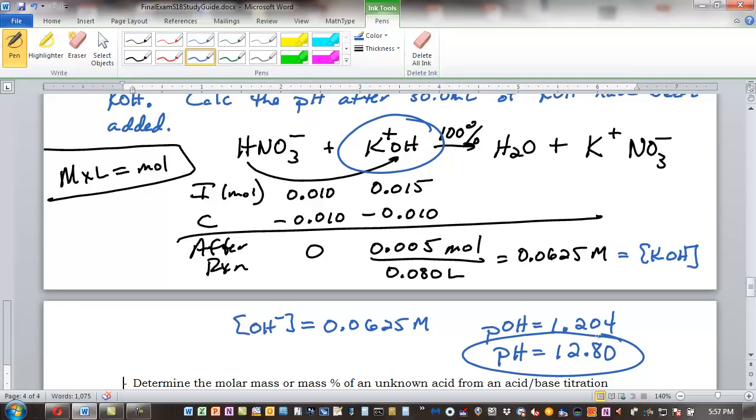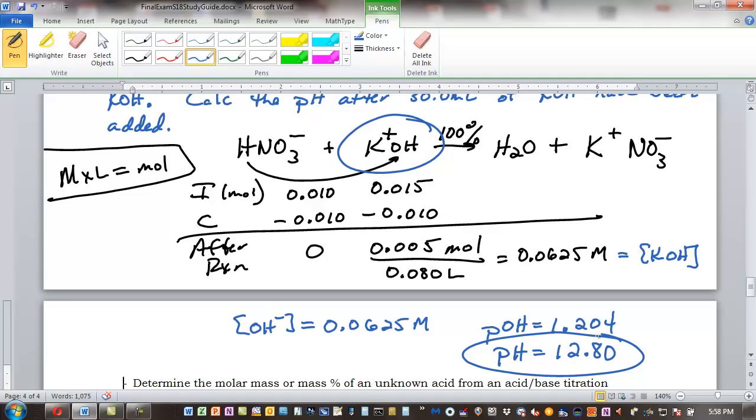Is that about what you expect? For this point in the titration, if we started with the acid in the flask and we've added that much base, we've gone past the equivalence point, we now have excess base, so our pH should be pretty basic.